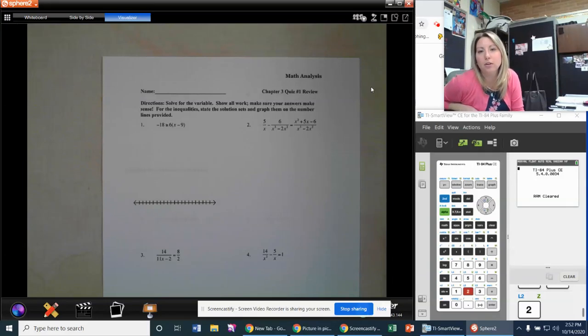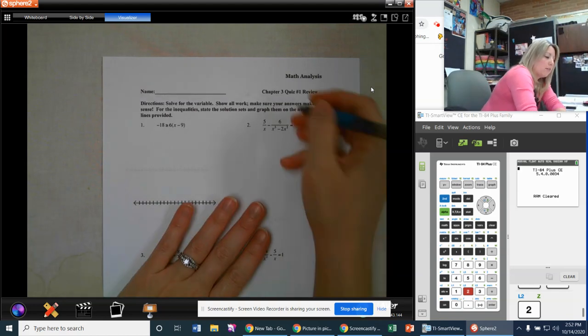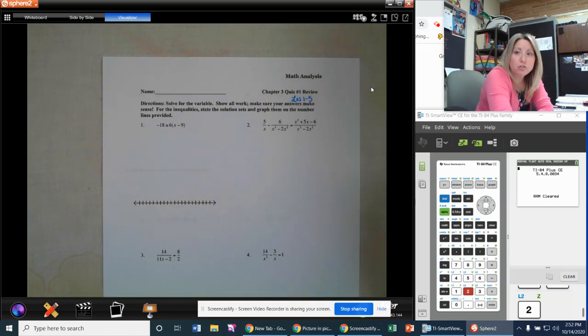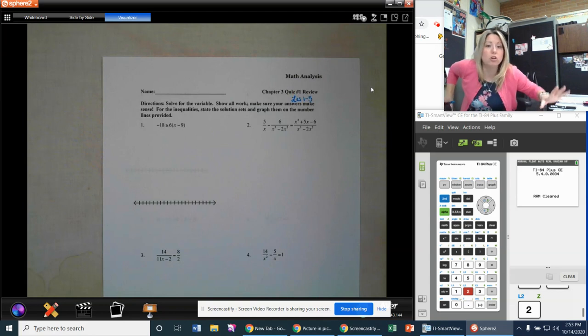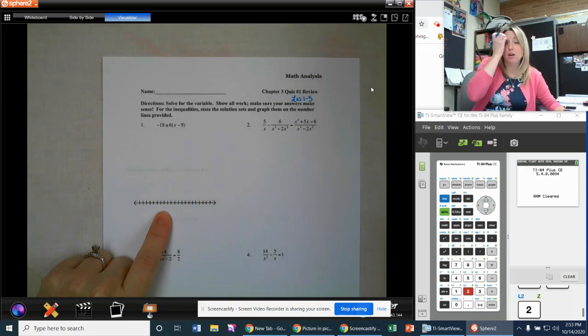Analyzers, let's talk about your Chapter 3 Quiz number 1 review, which is lessons 1 through 5. We've got equations and inequalities galore. Let's solve. First and foremost, if you've got an inequality sign, you're going to have to graph the solution set on a provided number line. So you'll notice that in numbers 1 through 4, I know I've got an inequality sign on number 1, and I know I've got a number line on number 1.